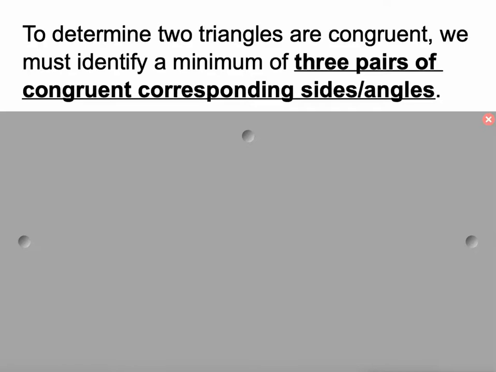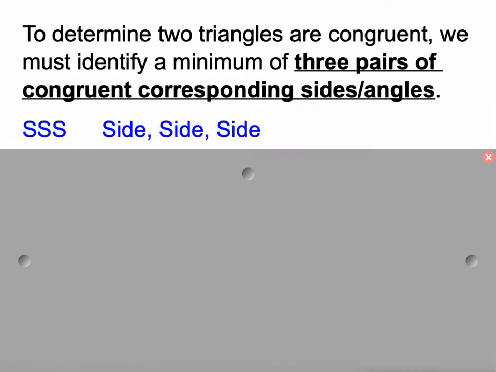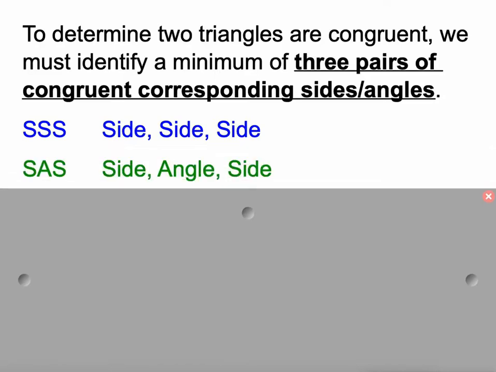So here's the 3 rules that we're going to work with today. Side, side, side. If two triangles have 3 pairs of congruent corresponding sides, we can determine that those triangles themselves are congruent. Side, angle, side. If they have 2 pairs of corresponding sides that are congruent and an angle between those 2 sides that are congruent, we can identify that the 2 triangles are congruent.